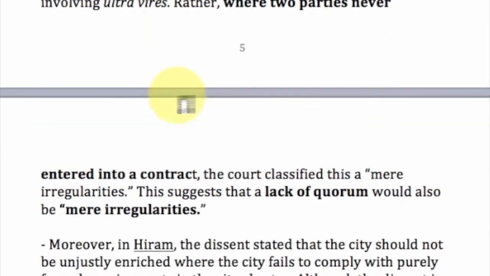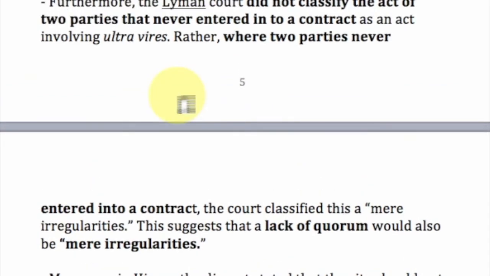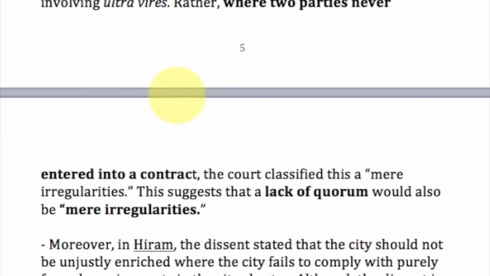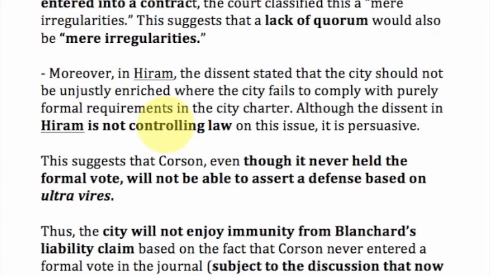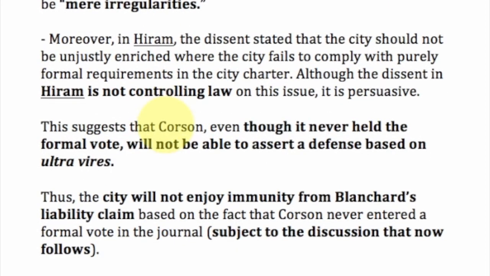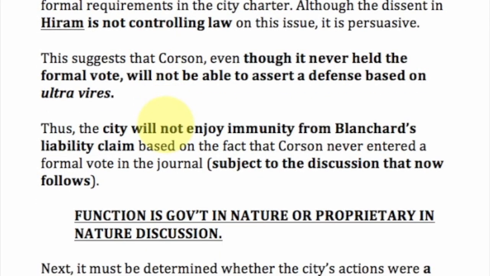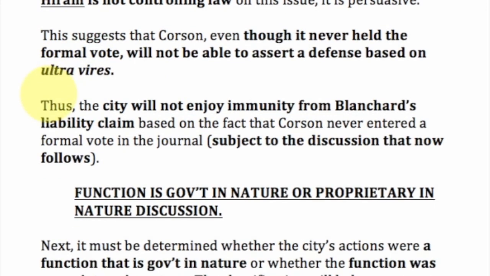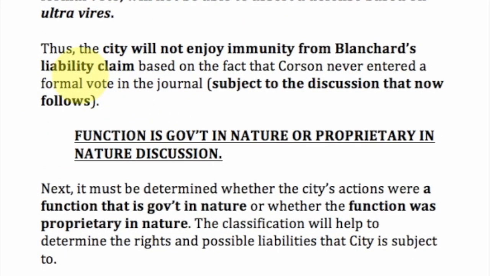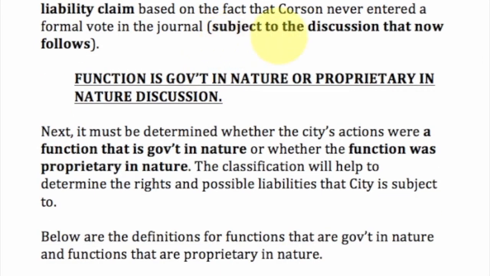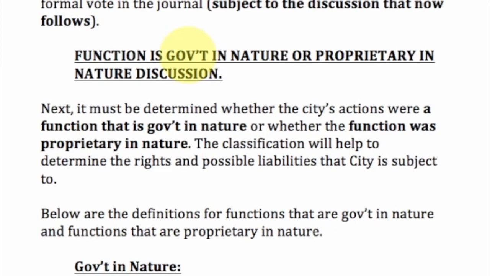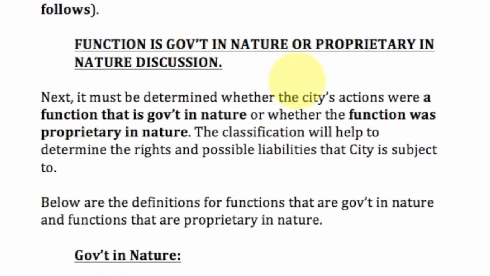So let's go ahead and go to that. So in other words, that was mere irregularities. That's what it goes to show. So lack of quorum, also mere irregularities. And also in Hiram, you also had the dissent, and you could say that that's not controlling, but it's definitely persuasive. So all that suggests that where there is no formal vote, you're not going to go into the area of ultra vires. So the conclusion there is that the city will not enjoy immunity from Blanchard's liability claim. And this also is subject to the discussion of the function being governmental in nature, or proprietary in nature. So let's go to that now.